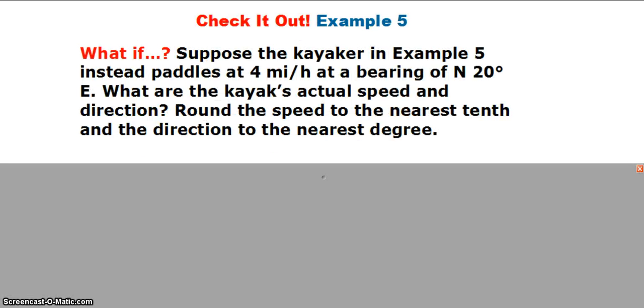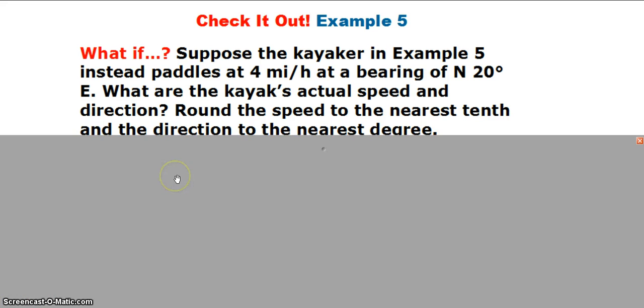Okay, so I would like you to try to answer this question. Suppose a kayaker paddles at 4 miles an hour at a bearing of north 20 degrees east. What are the kayak's actual speed and direction? I've got to give you the current, right?